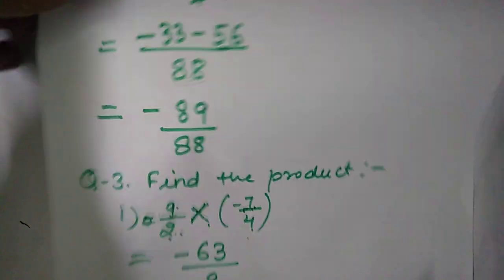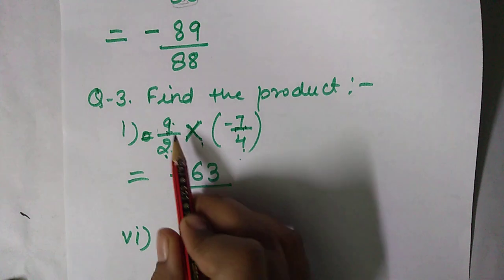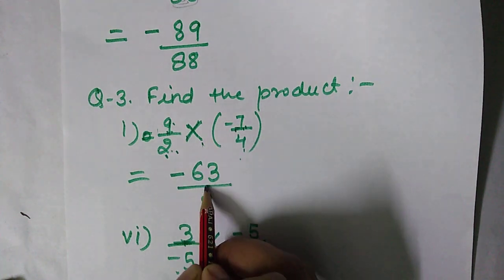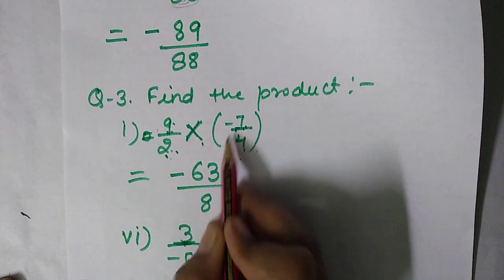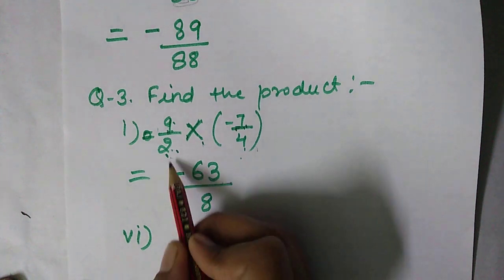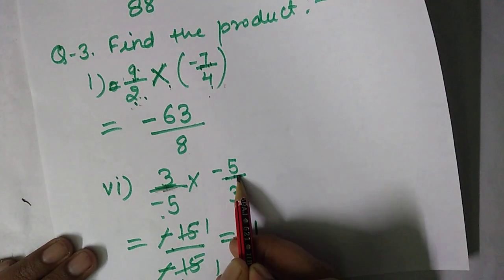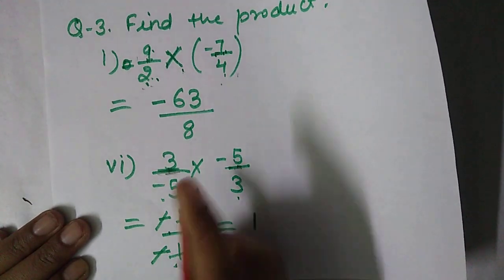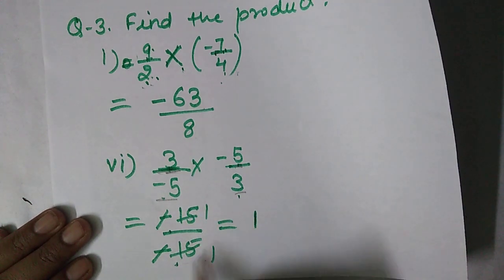Okay, now come to the product, how to multiply the rational numbers. For multiplying them you have to multiply the numerator with the numerator and the denominator with the denominator. 9 into minus 7 is minus 63 and 2 into 4 is 8. Same here, 3 into minus 5 is minus 15. One negative and one positive, when multiplied, give a negative. On cancelling we get minus 1.